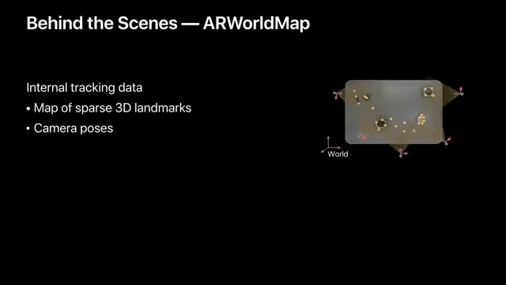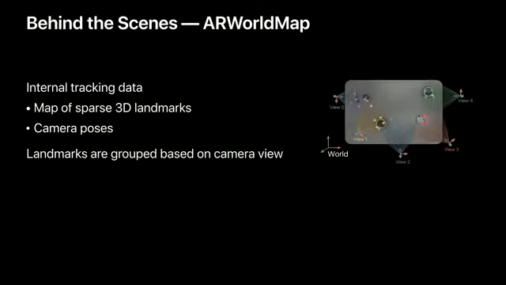In addition, we also save a collection of camera poses. Those camera poses represent the camera view when 3D landmarks are first observed. For instance, in this example, we have 5 camera poses, created when the 3D landmarks are first created. So with this camera view, we can segment the 3D landmarks into different groups to represent different parts of the map.